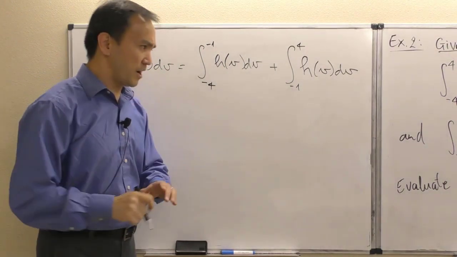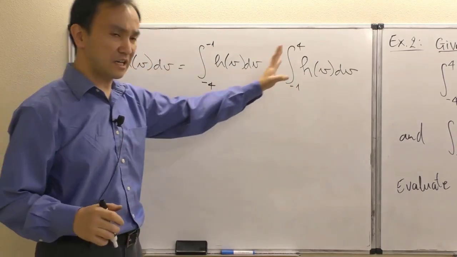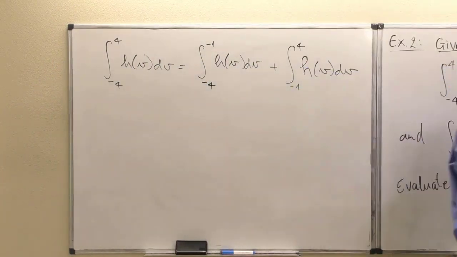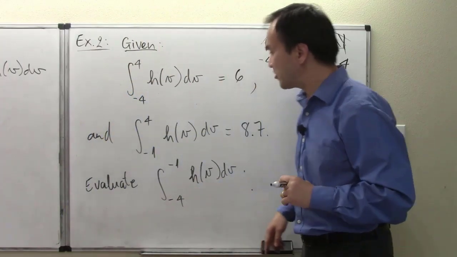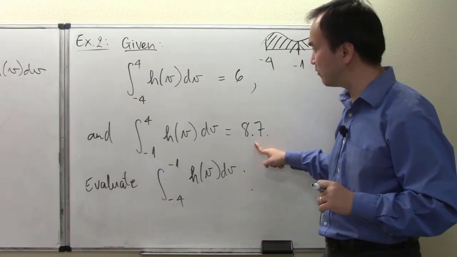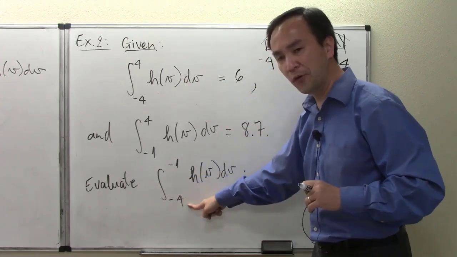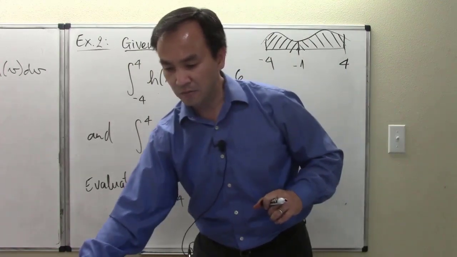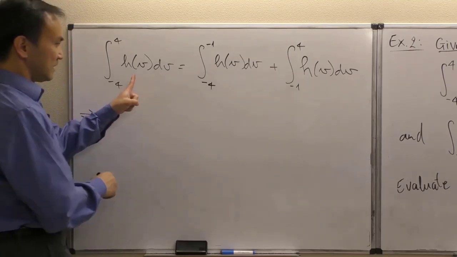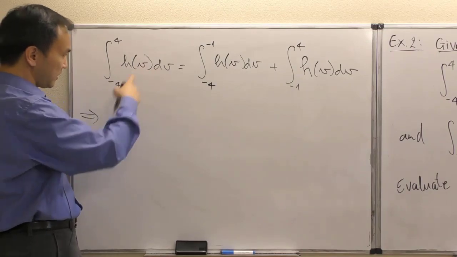So at that point, once we nail down this relationship that connects the three definite integrals, let's look back at the given information. The given information gave us this integral to be 8.7 in numerical value. This piece right here is a 6. And we're supposed to look for the one from -4 to -1. So now, in the next step, I can see that we're looking at this total integral, this total accumulation, on the left-hand side of our equation.